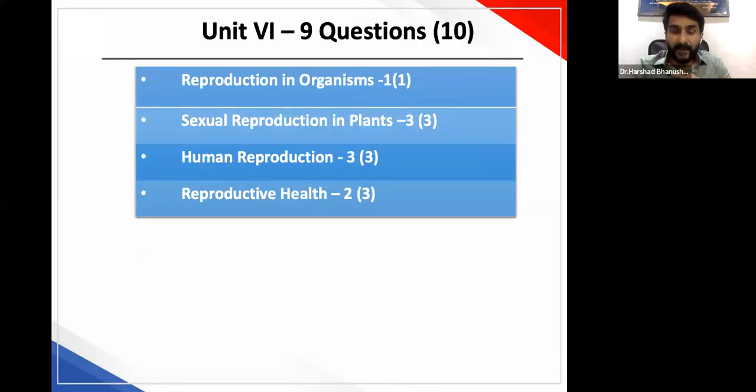When we go to the 12th standard NCERT textbook units, we have Unit 6, the reproduction unit, in which again I would consider it a balanced distribution of 9 questions as compared to 10 last year. Reproduction in organisms had 1 question, sexual reproduction in plants had 3, which has been a standard even last year. Human reproduction had 3, again similar to last year, whereas 2 questions came from reproductive health.